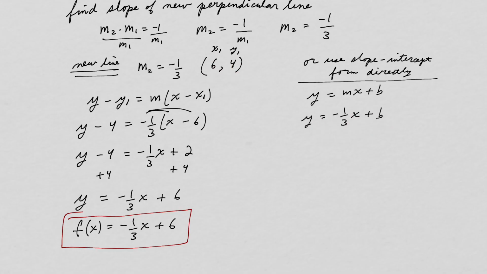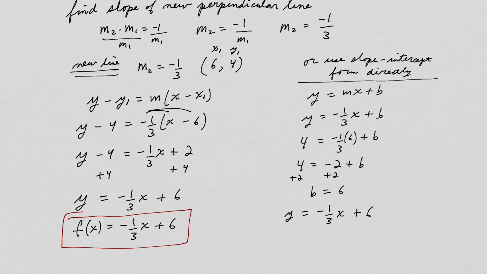So if I plug in 4 for y and 6 for x, it has to satisfy this equation. But what does that allow me to do? It allows me to solve for b, right? So if I work this out, I have 4 equals negative 1/3 times 6, which is negative 2. And then to solve for b, I'm going to add 2 to both sides. So I get b is equal to 6. And now I'm done, right? So the equation is y equals negative 1/3 x plus 6.